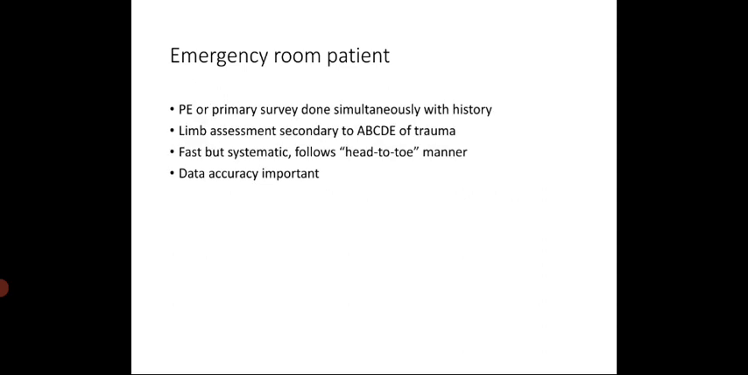The PE or primary survey is done simultaneously with the history. So, we also do limb assessment secondary to ABCDE of trauma. We usually do this fast but systematic, following from head to toe.